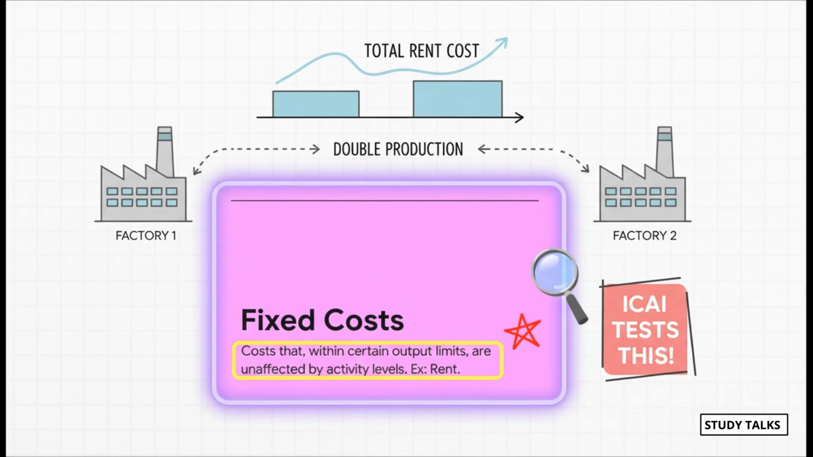But, and this is a very important but that ICAI loves to test, fixed costs are only fixed within a certain range. If you suddenly need to double your production, you might have to rent a second factory. And then your total rent cost isn't fixed anymore. It just jumped to a new level. So it's fixed, but only within a relevant range.